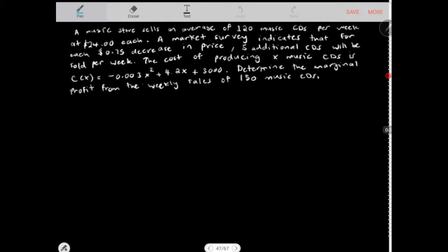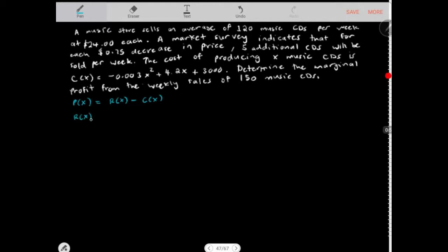Okay, so first we need to define the profit. Let's say P(x) is the profit function. This is equal to the revenue function minus the cost function. Now we're given our cost function. We need to find a revenue function.